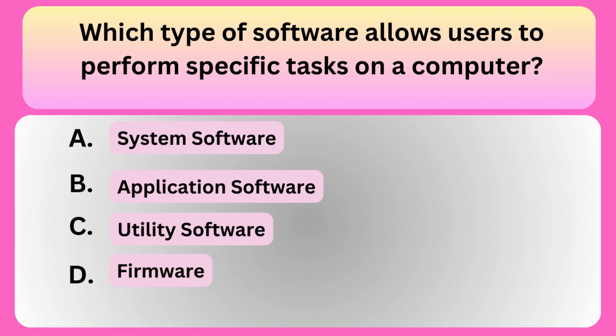Which type of software allows user to perform specific task on a computer? System software, application software, utility software, firmware. And the right answer is application software.